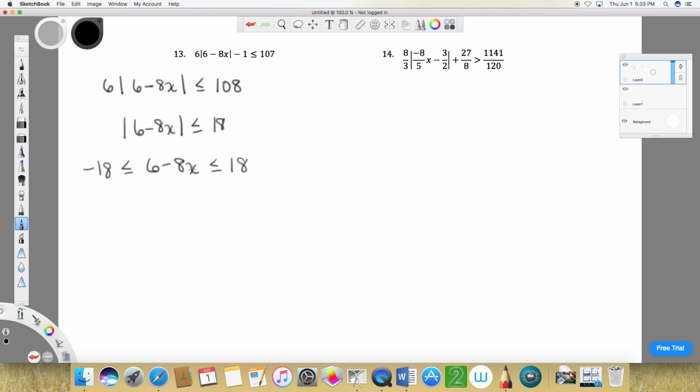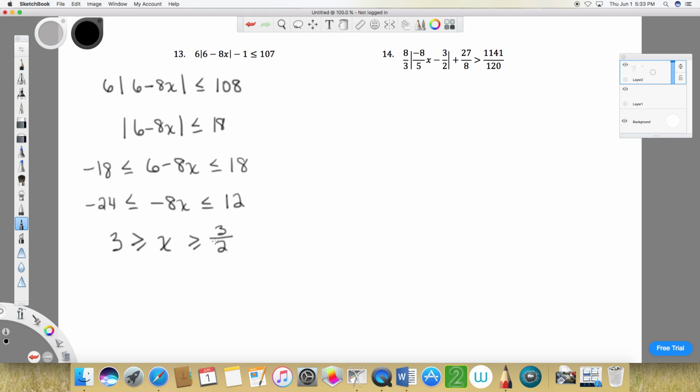So let's get this x by itself. Let's subtract 6 everywhere. We've got negative 24. 18 minus 6 is 12. Now, if I divide everybody by a negative 8, the arrows are going to change direction. Negative 24 divided by negative 8 is a positive 3. And 12 divided by negative 8, that fraction reduces, since both of them are divisible by 4, to 3 halves.